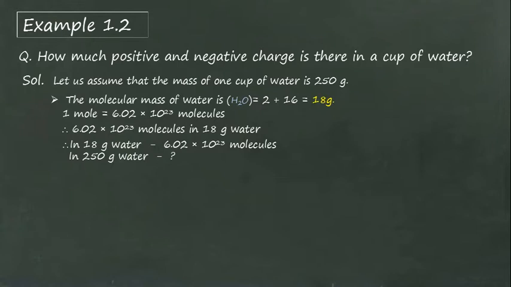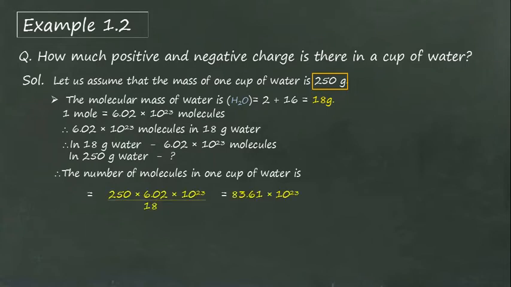Then in 250 gram of water, how many molecules? Here cross multiplication: 250 gram multiplied by 6.02 × 10^23 divided by 18. So we get the number of molecules in 1 cup of water is 250 multiplied by 6.02 × 10^23 divided by 18, that is 83.61 × 10^23 molecules in 1 cup of water. That means in each molecule, 1 electron or 1 proton.